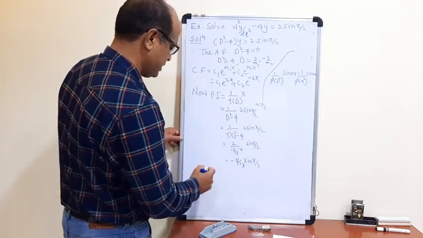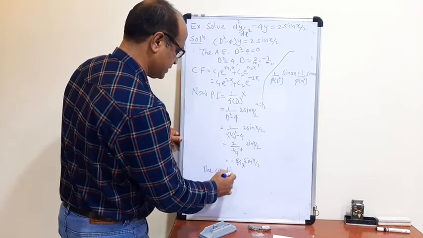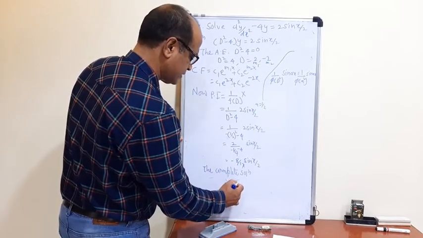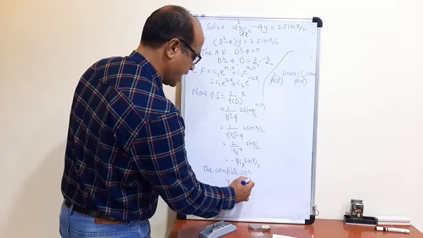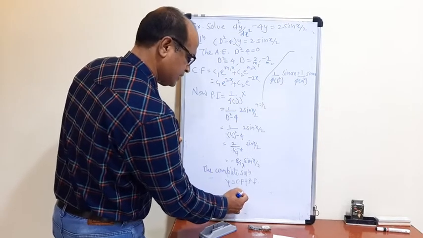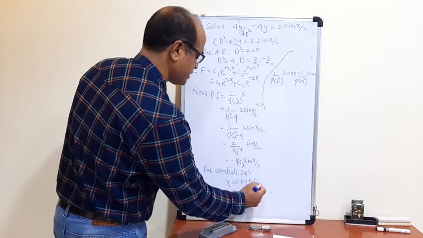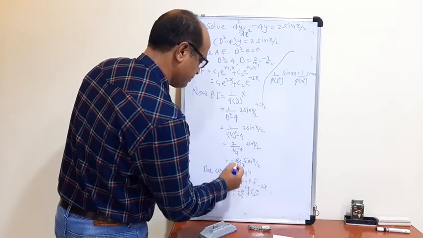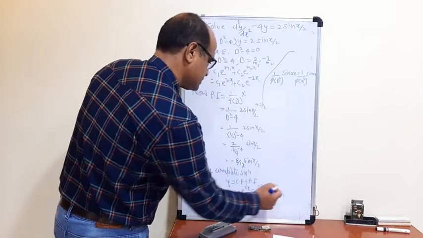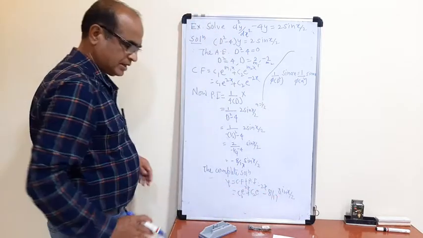So what is the complete solution? The complete solution is y = CF + PI. CF is C1 e^(2x) + C2 e^(−2x), plus the particular integral, −8/17 sin(x/2). So this is the required solution of this differential equation.